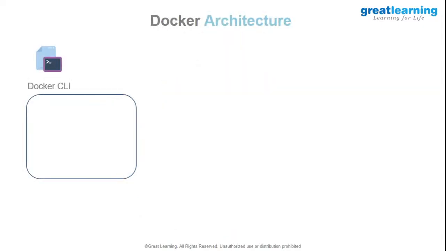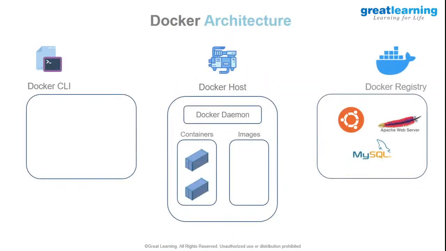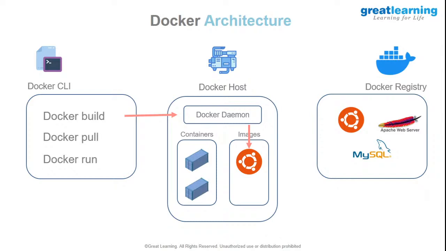So we have the Docker architecture where you have the CLI, you have the host, and you have the Docker registry. So in Docker CLI, you have the different commands like docker build command, docker pull command, docker run command. So your build command will basically tell the daemon to build an image for you. So you have to write a Dockerfile and you will build the Dockerfile into an image. It can be an Ubuntu image. Then you use the pull command. So pull basically tells the Docker daemon that I want a certain image from the Docker Hub or any Docker registry.